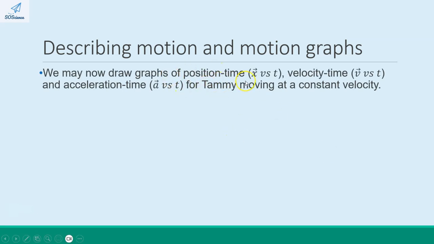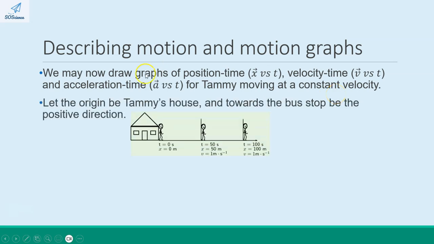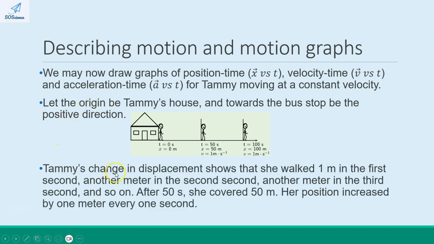So now we can draw our position time, velocity time, and acceleration time graphs for Tammy's motion. We're going to assume that the origin is Tammy's house and towards the bus stop is the positive direction. So Tammy's change in displacement or position shows that she walks 1 meter in the first second, another meter in the second. After 50 seconds, she's covered 50 meters. And so we can see that her position, her displacement, is increased by 1 meter away from the point of origin every second.